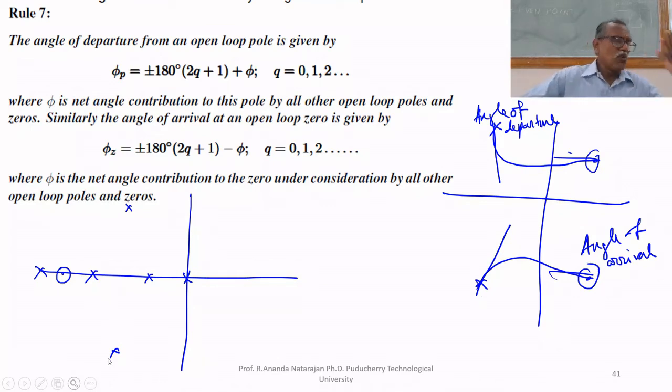All the open loop poles are starting points. This is pole 1, pole 2, pole 3, pole 4, pole 5 and pole 6. All are starting points. What is the end point? This Z1 is the end point. Only one end point, so out of 6 starting points, only one ends at the zero. The remaining 5 will go to infinity.